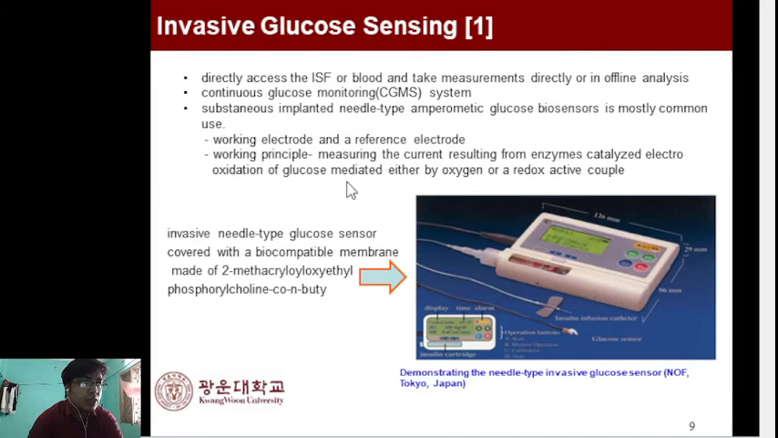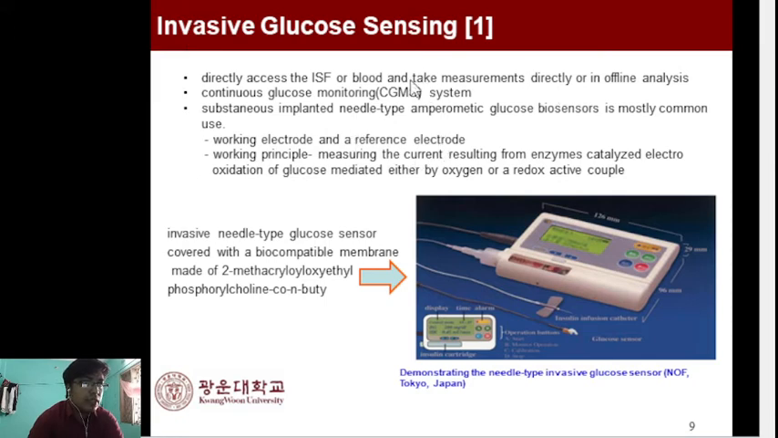Glucose sensing methods include invasive, non-invasive, and other techniques. First I will talk about the invasive glucose sensing technique. In these types of sensing technique, a needle is pushed into the hand or blood, directly accessing the interstitial fluid or blood, and the measurement is made directly through offline analysis.